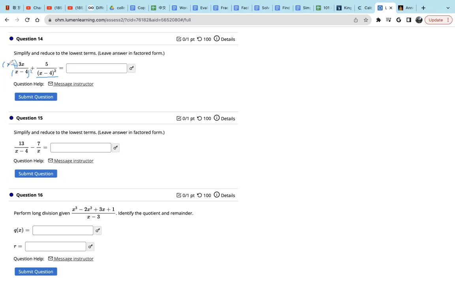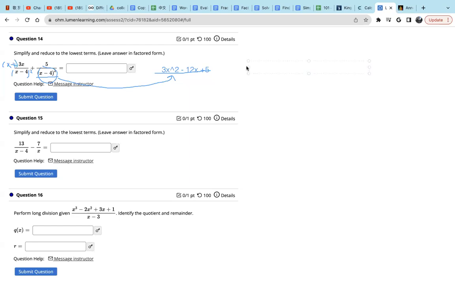So we have 3x times x minus 4. So our new numerator is 3x times x, 3x squared. 3x times negative 4, negative 12x. Then plus 5. So our denominator is just this one, x minus 4 squared. So put the denominator here. So can the numerator be simplified?